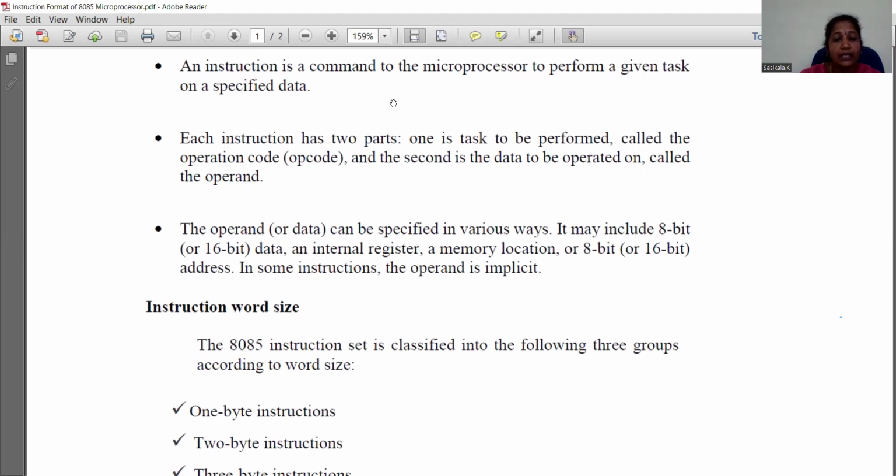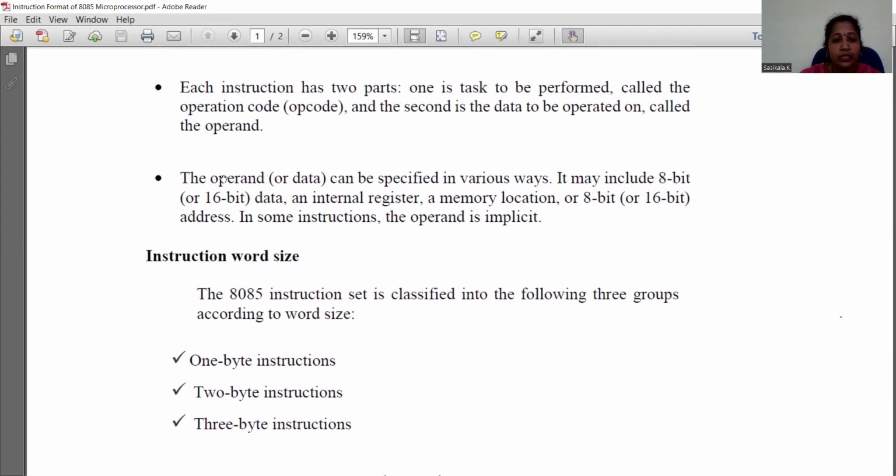So this instruction has two parts. One is the task to be performed, that is the operation or opcode, and the second is the data to be operated on, called the operand. So we have two parts: one is opcode and another one is operand. This operand can be specified in various ways. It may be an 8-bit data or a 16-bit data or an internal register or a memory location or an 8-bit or 16-bit address. In some instructions, this operand is implicit.